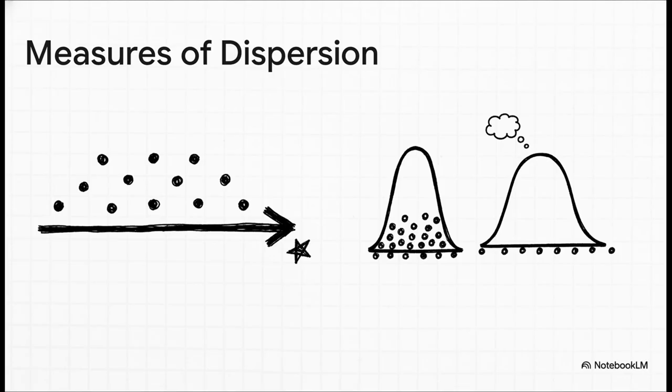Okay, finding the center is great, but it's really only half the story. We also have to ask, how spread out is everything? The range is super simple. It's just the gap between the highest and lowest numbers. But the standard deviation, now that's where you get the real juice. Think of it like a consistency score. A tiny standard deviation means all your data points are best friends, all huddled up together. A big one means they're scattered all over the map.